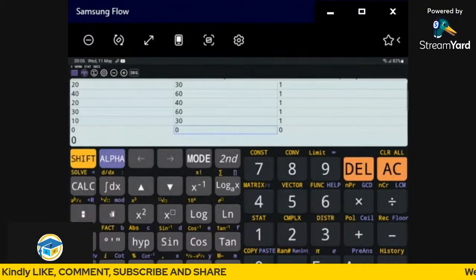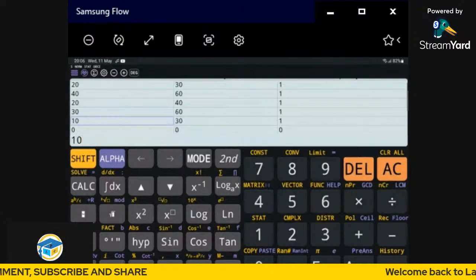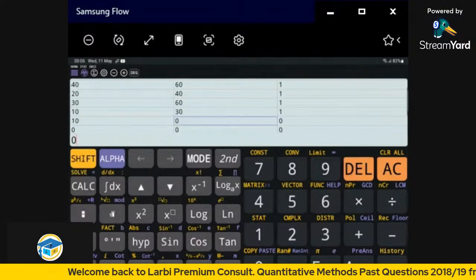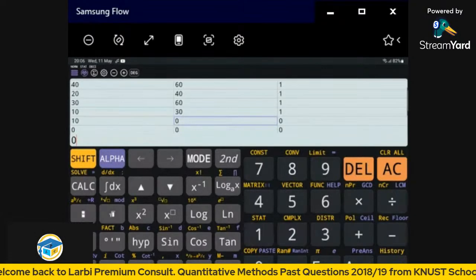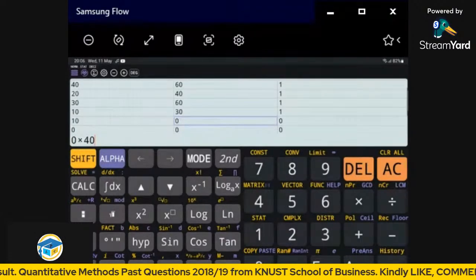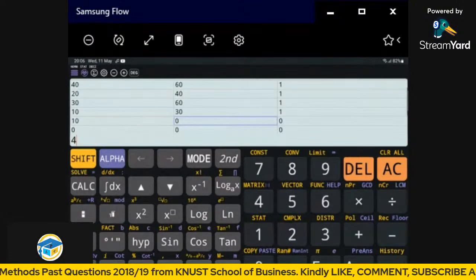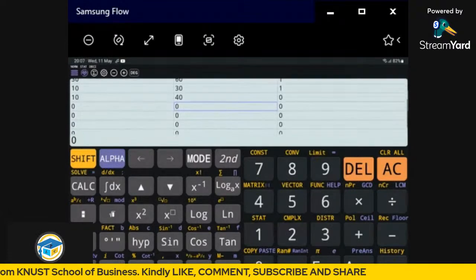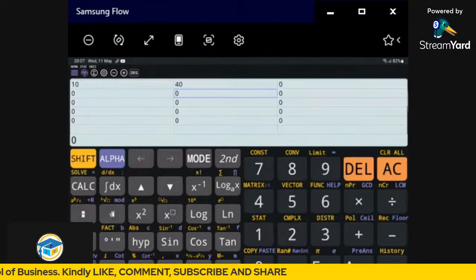For the next one, the number of calls made is 10. And the number of laptops that we sold at this point was 40. All right. Then you continue. I think the next information was 20.